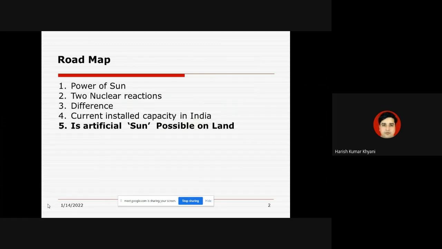So the roadmap of this session is: first we will see the power of sun, right? How much power is available in the sun and how much we are getting. Then we will discuss the two important nuclear reactions, right? And then we'll see what is the difference between these two reactions. Then after, we'll see the installed capacity of nuclear power in India. And then finally we will be able to answer the question, is artificial sun possible on land?